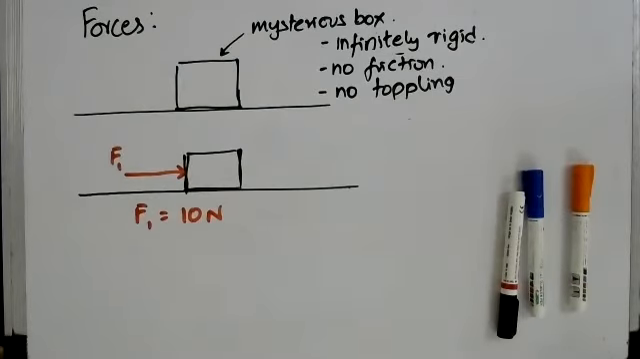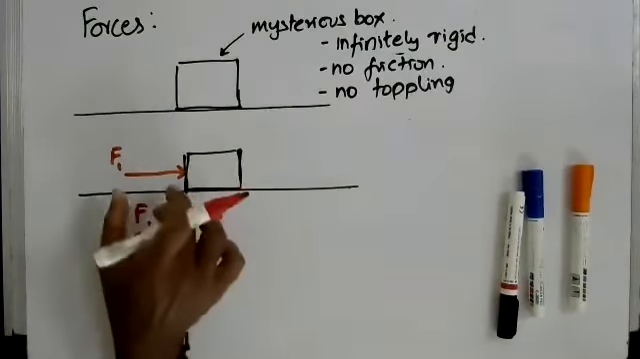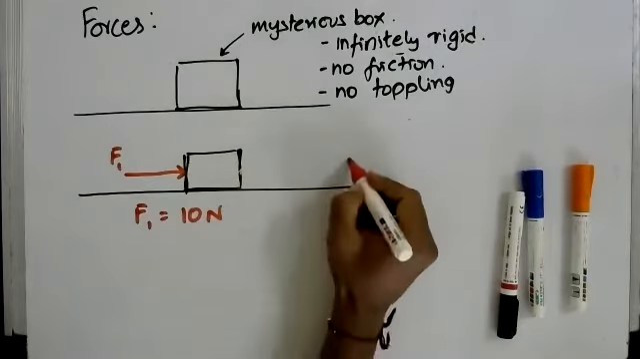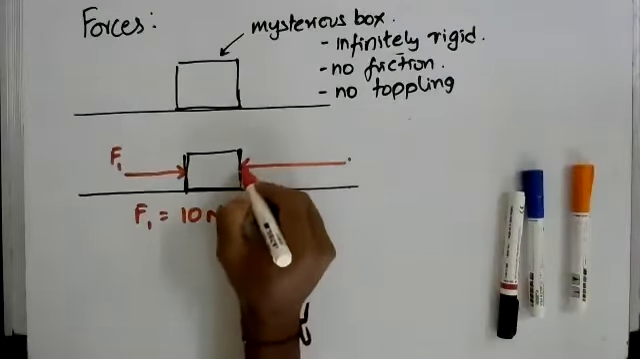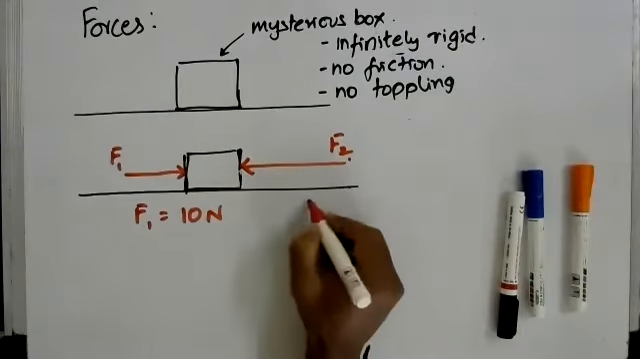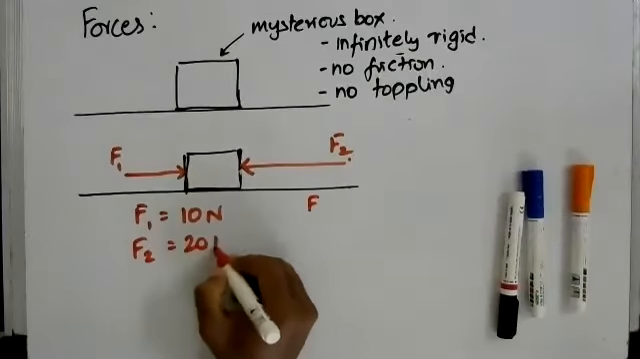Now, if I want to show another force of, let us say, 20 newtons, acting in the opposite direction on the box, then I can show it like this. So this is 10 newtons, right? So 10 newtons is that long, and 20 newtons is going to be that long. So I have another force, F2, acting in that direction, and F2 is equal to 20 newtons.